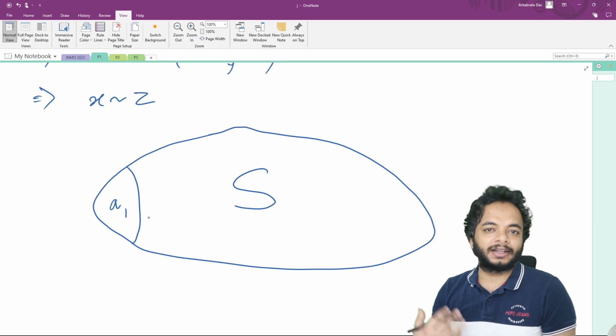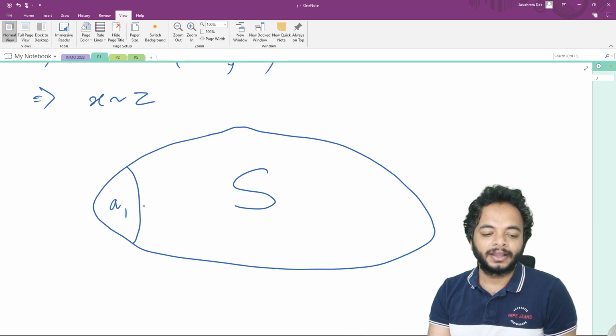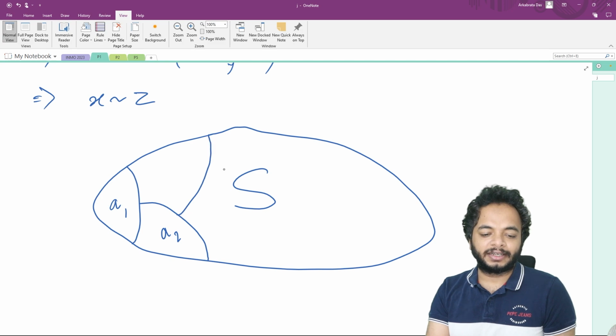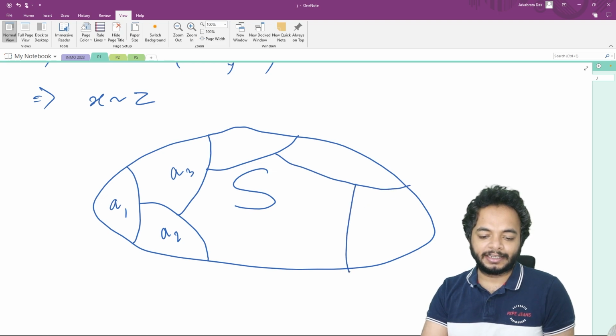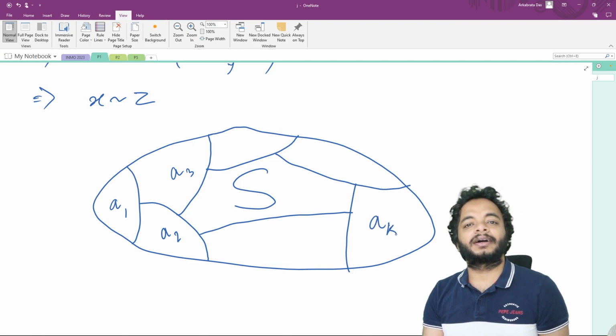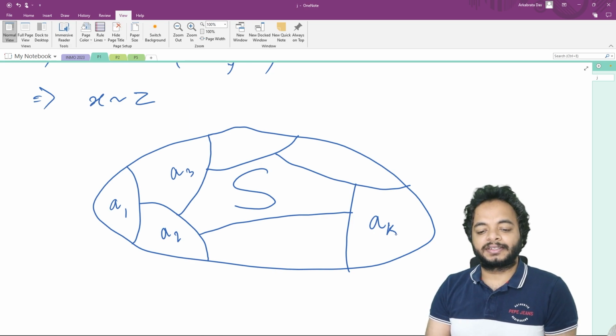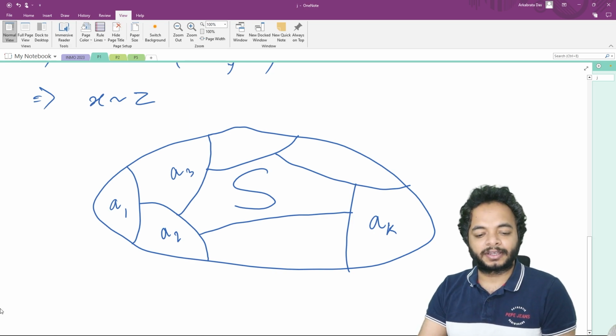And so again I'll repeat the same process: I'll take one element from the remaining set, and form another partition, suppose with A2 elements. Like this I continue, and after some time I'll be able to exhaust the set S, because the set S has finitely many elements. So let there be k such equivalence classes, and the ith equivalence class has ai elements.